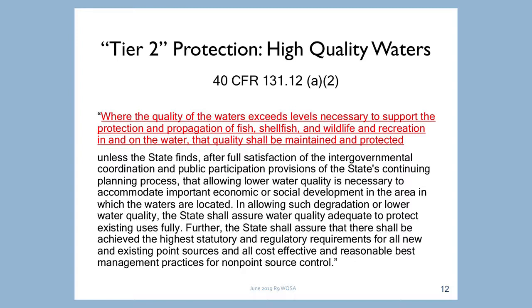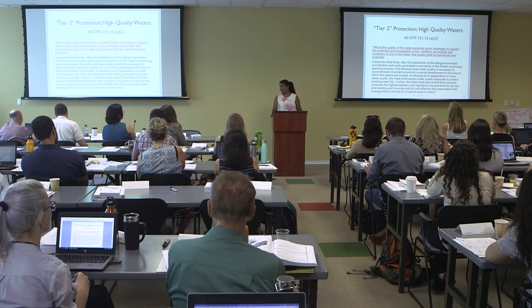Okay, but Tier 2 includes a little bit of an off-ramp: unless. So what is the off-ramp? In essence, unless the state finds that, and I'm going to skip down here, allowing lower water quality is necessary to accommodate important economic or social development in the area in which the waters are located. Has anybody heard of the term an anti-degradation analysis or an analysis of alternatives? Okay. So, thank you, Terry.